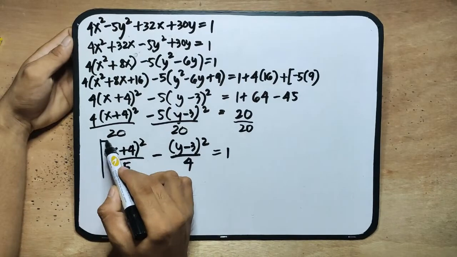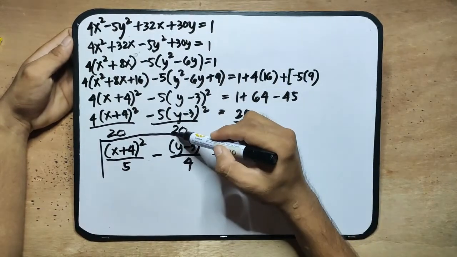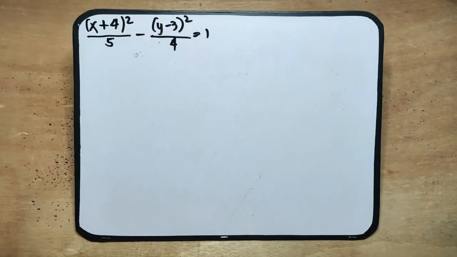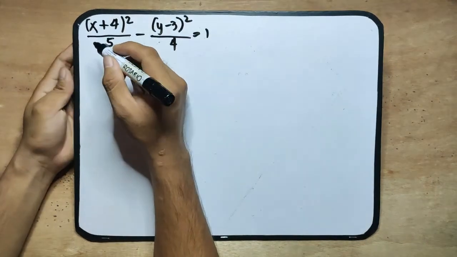So this is our standard equation. So our standard equation is x plus 4 squared all over 5 minus y minus 3 squared all over 4 is equal to 1. Since nauna si x, this is a horizontal hyperbola.